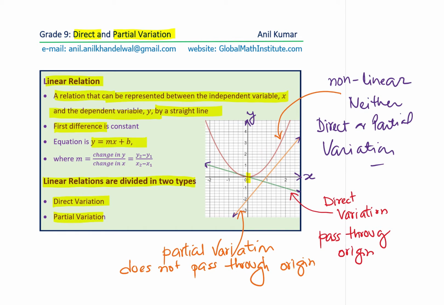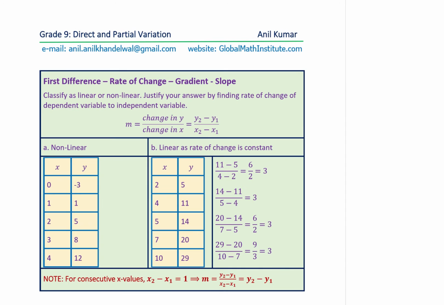In general, equation of a straight line is given in slope-intercept form as y equals mx plus b, where the slope m is change in y over change in x, y2 minus y1 divided by x2 minus x1. So that is kind of important to remember. With that in mind, now let's explore what is first difference. So first difference also gives you rate of change, which is the slope or the gradient. So let us see how do we find the first difference.